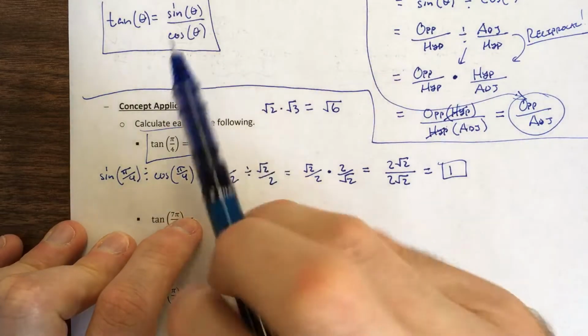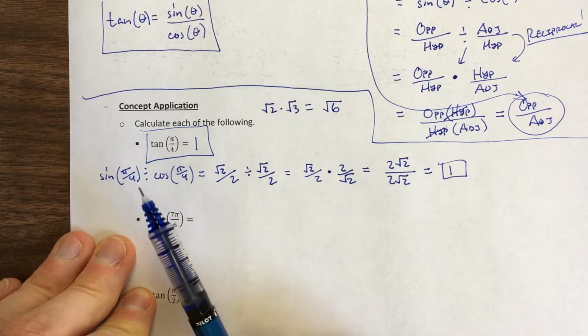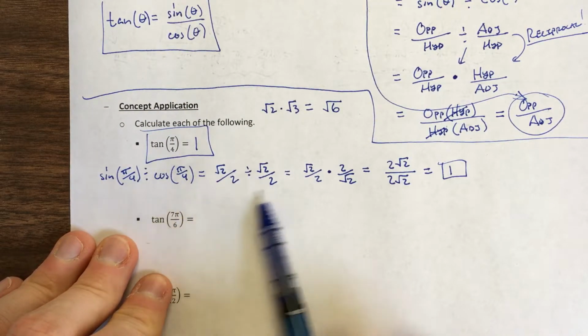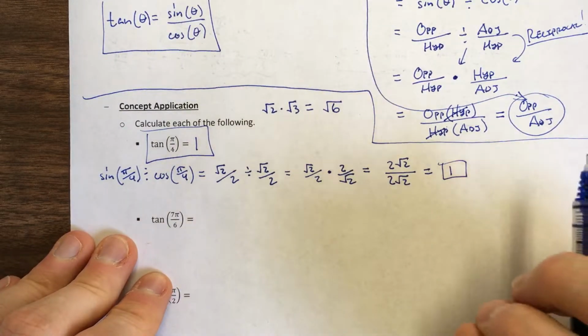Again, really helpful because now we can do sine divided by cosine. We found sine of pi over 4. We found cosine of pi over 4. Divide those two values and ultimately simplify as far as we can.